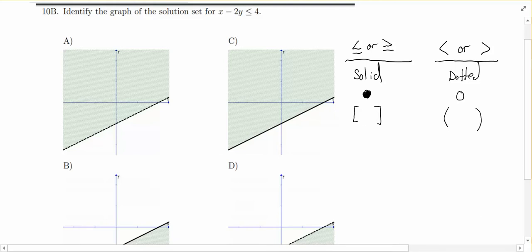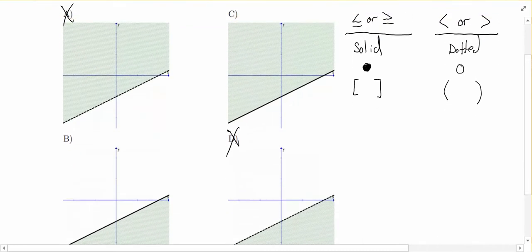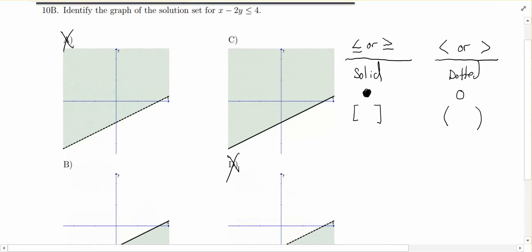In terms of our problem here, we notice that we do have an "or equal to," so it should be solid. So we're going to cross off A and D. The difference between B and C is just what's shaded, the top stuff or the bottom stuff.